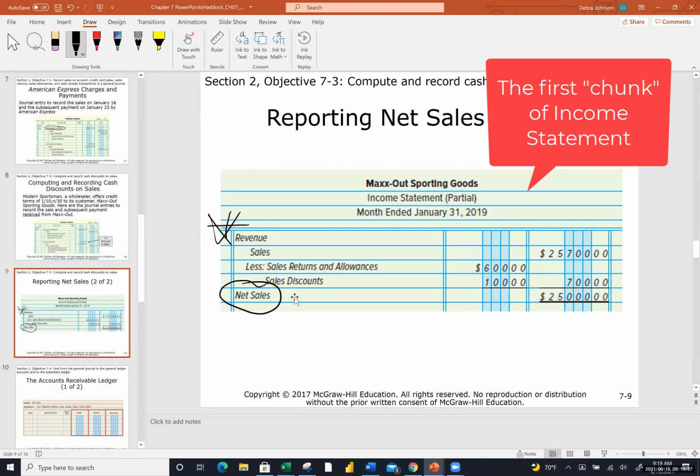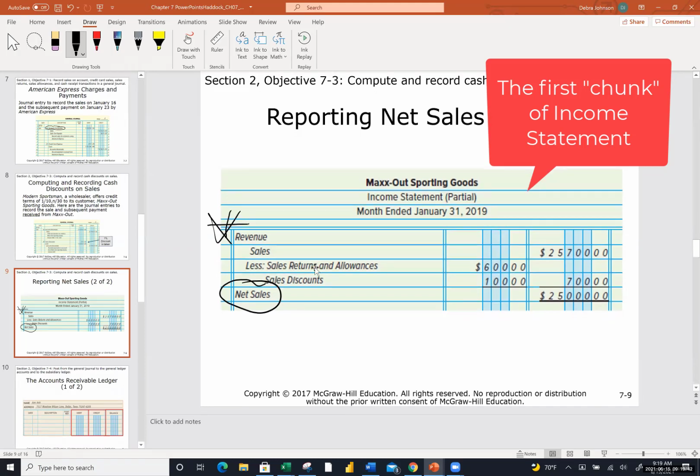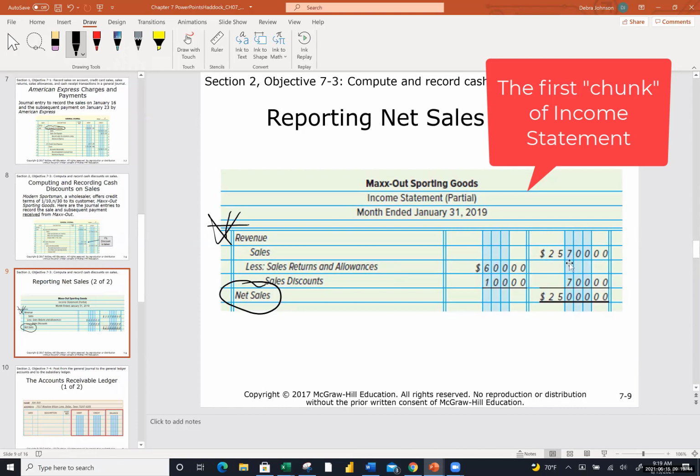Net sales is sales after the deductions have been taken out. So this company had $25,700 in sales, but two things pulled it down: a $600 return, and then discounts they gave their customers of $100. That pulled their net sales down to $25,000.